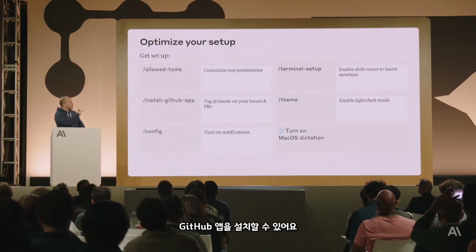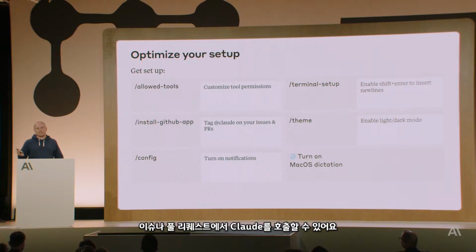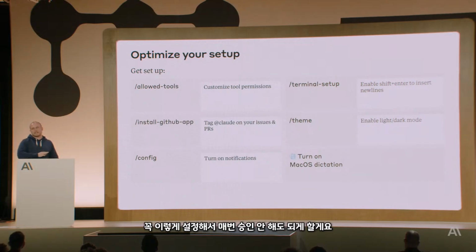You can do /install-github-app. So today we announced a GitHub app where you can mention Claude on any GitHub issue or pull request. To install it, just run this command in your terminal. You can customize the set of allowed tools so you're not prompted for it every time. This is pretty convenient. For stuff that I'm prompted about a bunch, I'll definitely customize it in this way so I don't have to accept it every time.